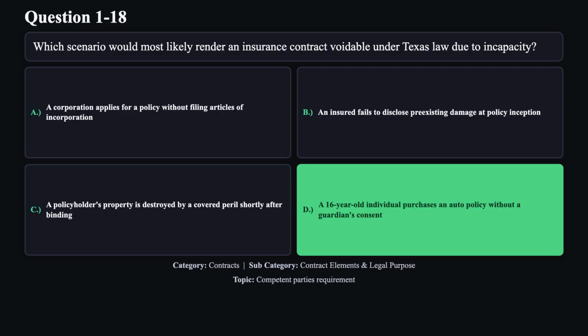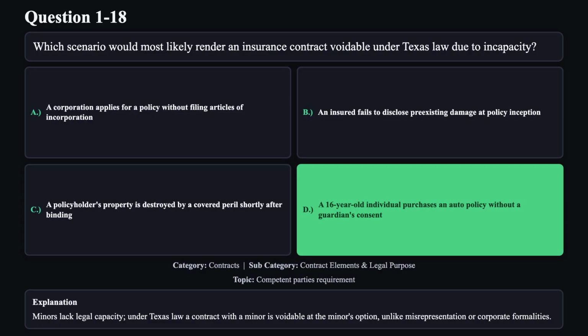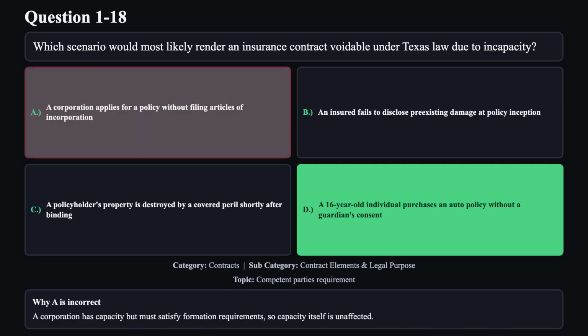The correct answer is D. Minors lack legal capacity. Under Texas law, a contract with a minor is voidable at the minor's option, unlike misrepresentation or corporate formalities. Reason A is not correct. A corporation has capacity but must satisfy formation requirements, so capacity itself is unaffected.